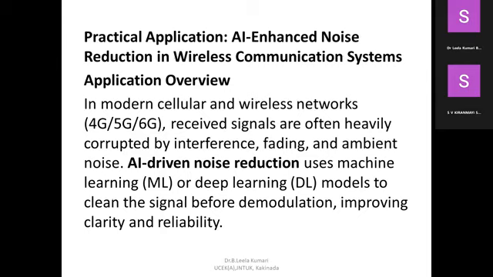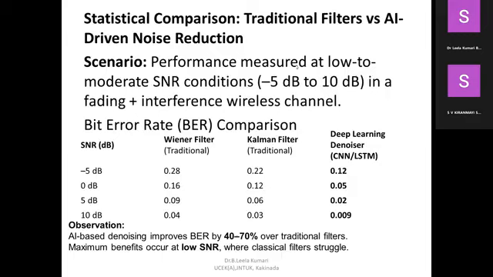Here is how it works. It collects noisy wireless signal samples first and pre-processes that information using FFTs, normalization, or framing. Different techniques are available. And then training: train the AI model with paired noisy versus clean signals.